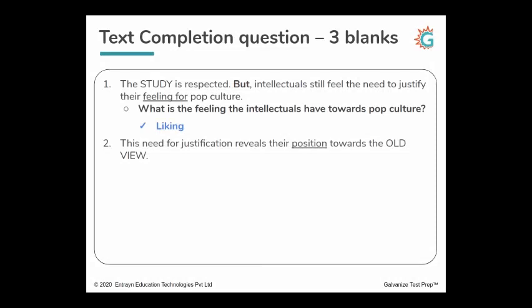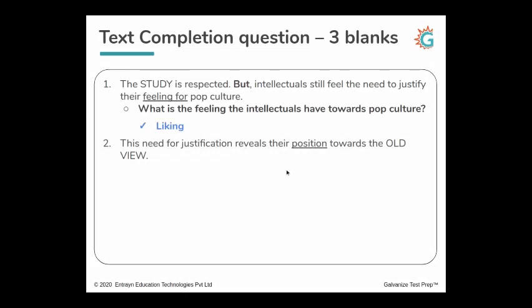So, if you're going to watch some inferior movie, then you'll feel the need to explain why you watched it, right? If you watched a really good movie, then no one's gonna ask you why you watched that movie, and you need not explain why you watched that movie. But if you watched a bad movie, if it's an inferior movie and you watched it, you'll feel the need to explain why you watched it. Oh no, there was this particular actor who's my friend, something like that. So this need for justification reveals their blank towards the old view.